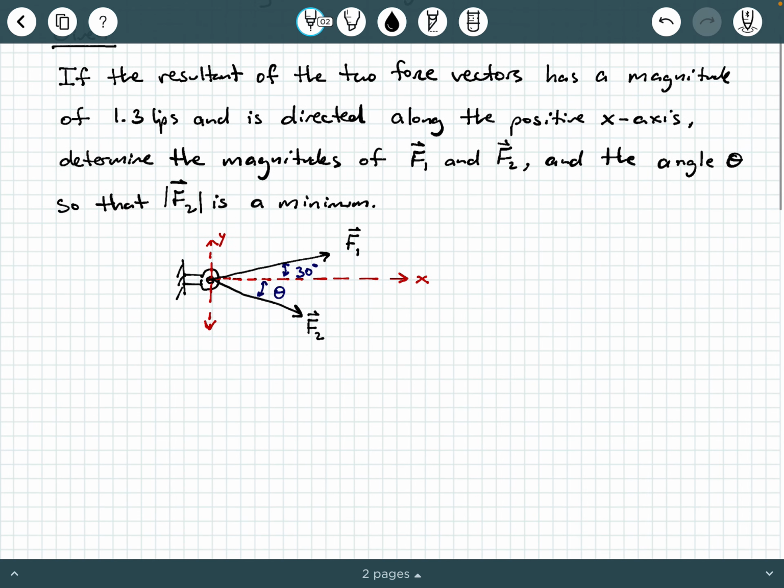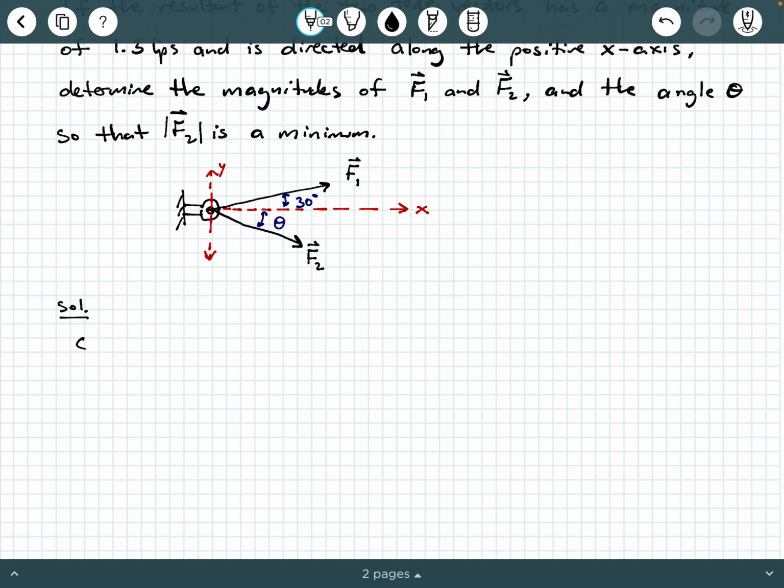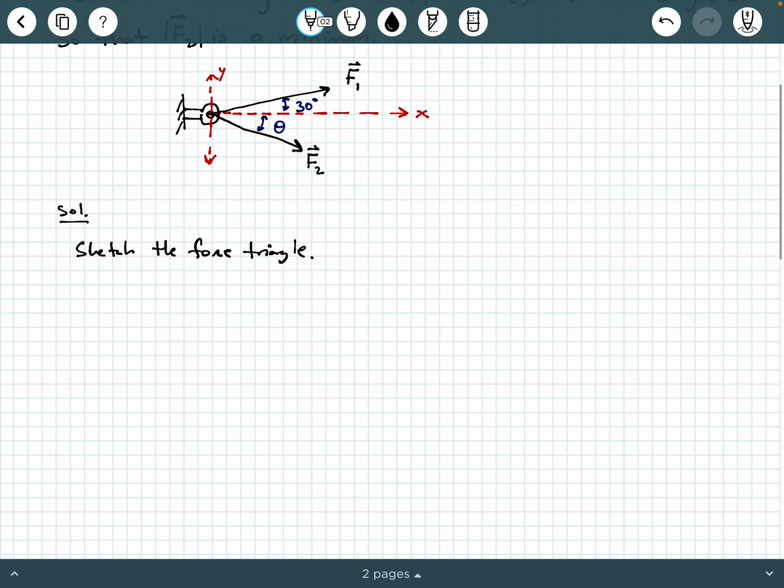Well, again, we need to remember a couple of things. First, we know the resultant, right? We know that we have this resultant force here along the positive x-axis, and we know that its magnitude is 1.3 kips. We also know that we want F2 to be minimized, okay? So how do we accomplish that? Well, let's go ahead and write solution here. And we're going to start by saying sketch the force triangle, okay? So let's go ahead and sketch this.